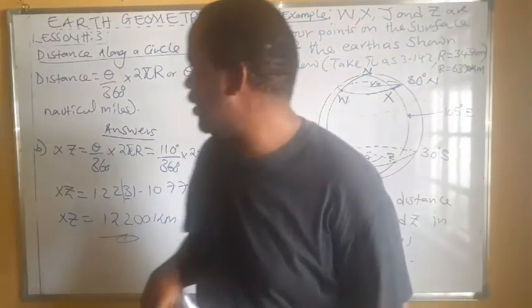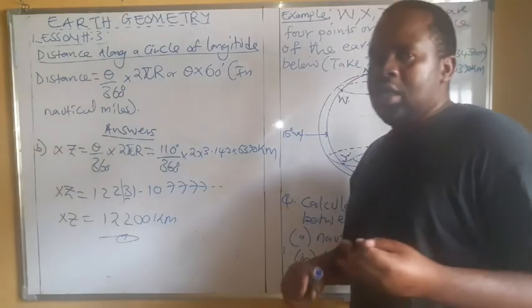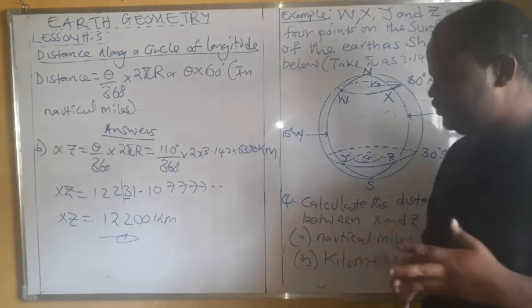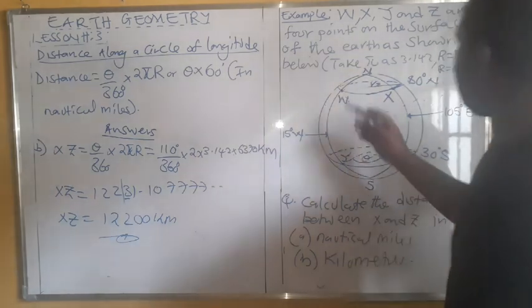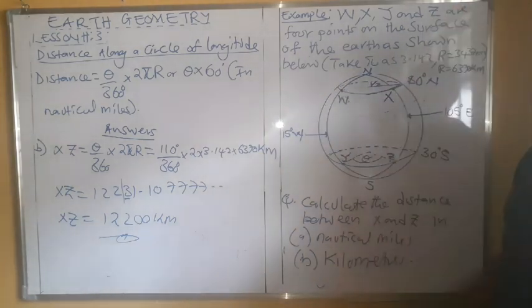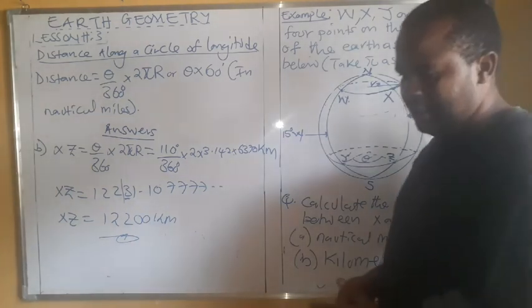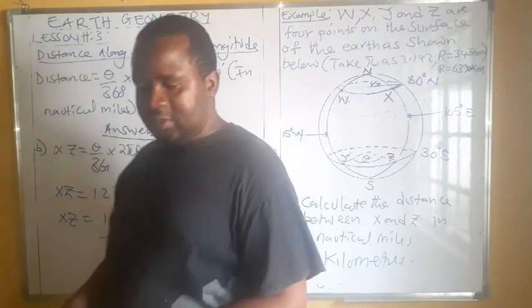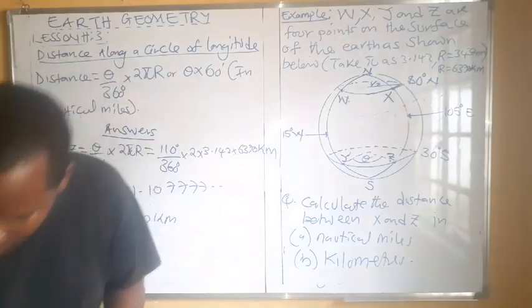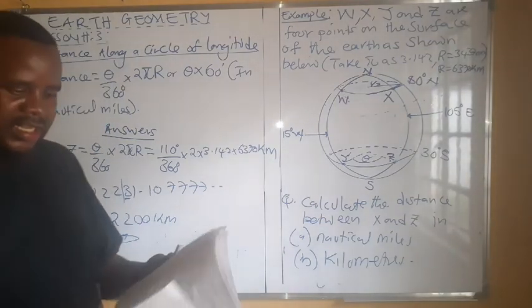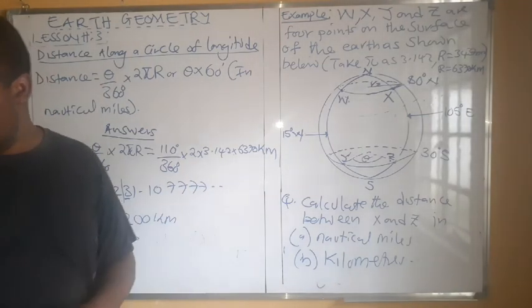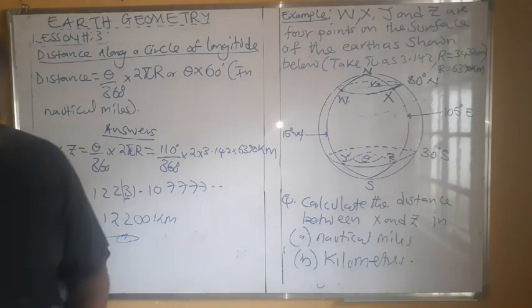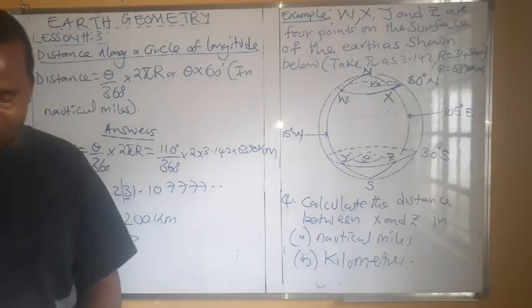I hope it is clear. We've looked at how to find the radius of a small circle, how to find the circumference of a small circle, how to find the distance along a circle of latitude and a circle of longitude. Is it okay? So I hope that is very clear. I think we've tried our best to explain these things. When you check these exam papers, these questions are very, very common.